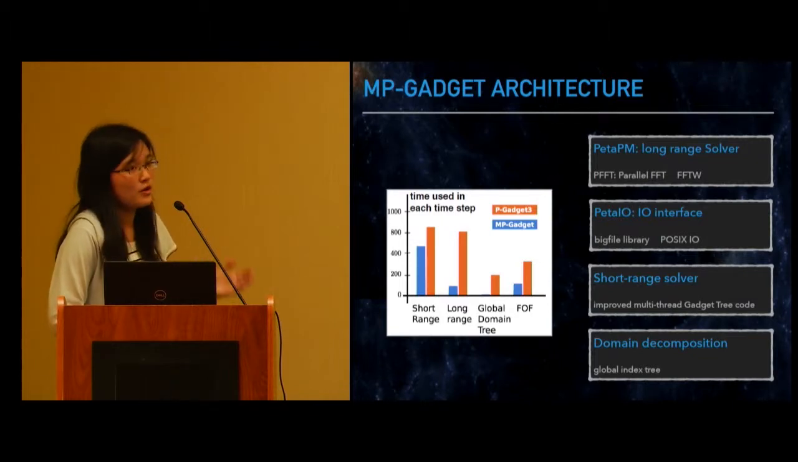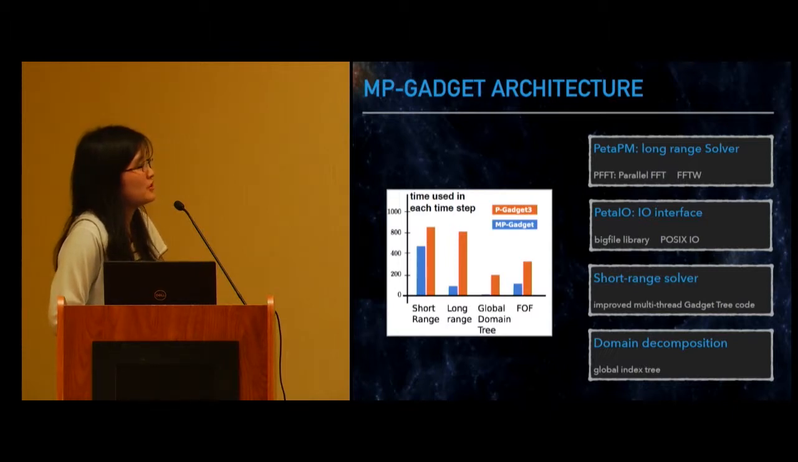So to make this code able to scale on the full machine of Blue Waters, we needed to make a huge improvement in the efficiency and scalability of the code. Here is a comparison of the time used in each time step that MP-Gadget is able to achieve compared to the original P-Gadget-3 code. So we indeed were able to make a lot of improvement in many aspects.